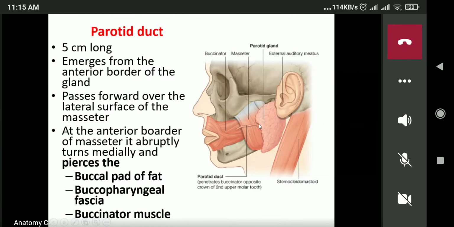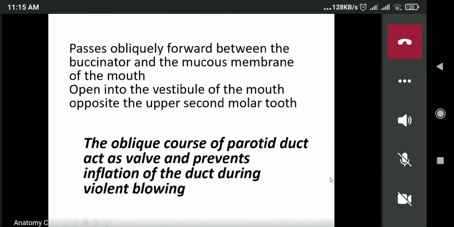So the parotid duct is 5 centimeters long, emerging from the anterior border, and it passes superficial to the masseter muscle, and it pierces the buccal pad of fat, buccopharyngeal fascia, and the buccinator muscle. It runs obliquely forward between the buccinator and the mucous membrane of the mouth, and opens into the vestibule of the mouth opposite the upper second molar tooth. So, important for MCQ, the opening of the parotid duct in the oral cavity is in the vestibule, and the upper second molar tooth is the answer.